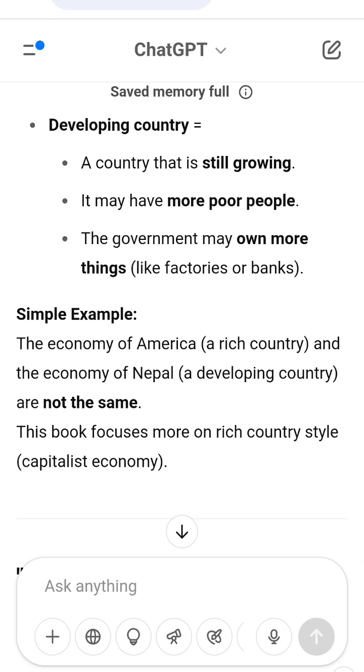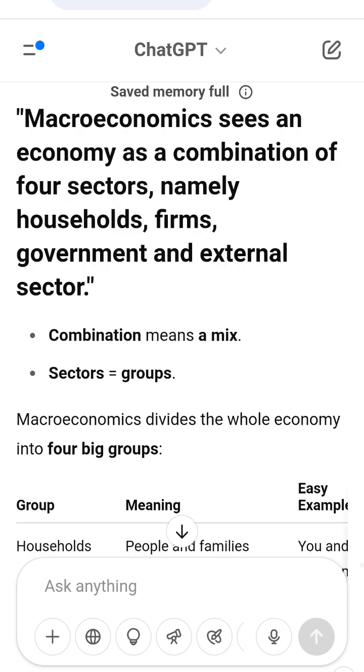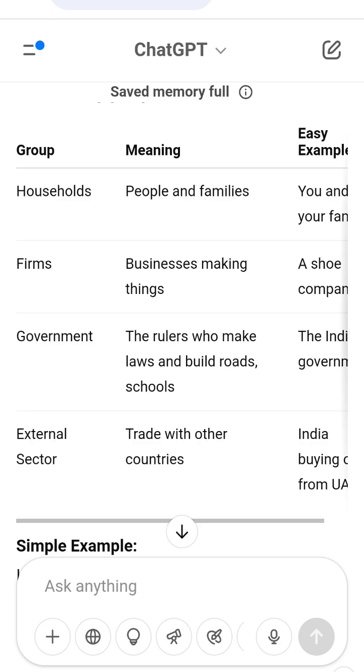Simple example. Imagine the economy is like a football team. Players are households, coaches and referees are government, other teams are the external sector. All play together to make the economy work.